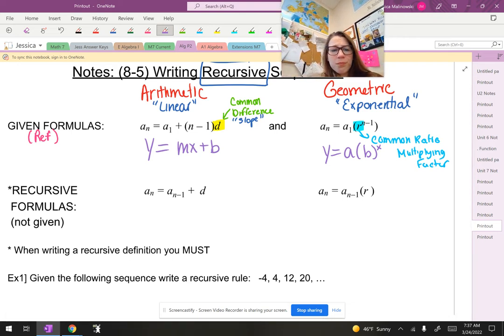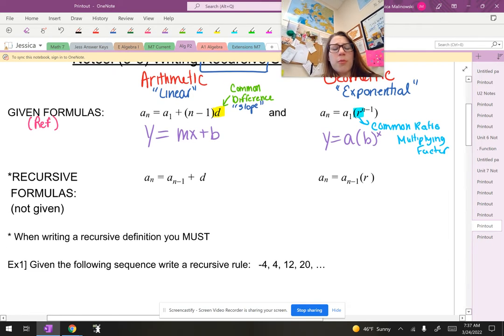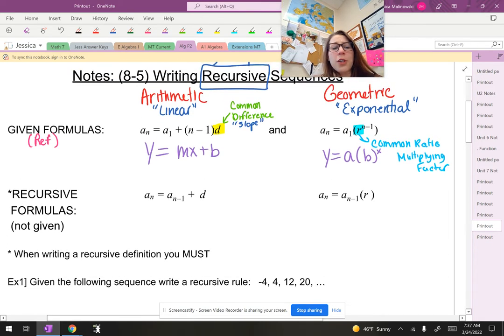Okay, moving on. So your recursive formulas, remember we talked about those recursive formulas. You were given them yesterday. You are not given them on your reference sheet. You need to know these. And they're actually not really too bad once you see that they both start off the same exact way. They both start off with a sub n is equal to a sub n minus 1. And then it just depends on if it's arithmetic versus geometric. If it's arithmetic, that common difference, you're just adding d to the end of it. Versus if it's geometric, you're just multiplying by r, that common ratio.